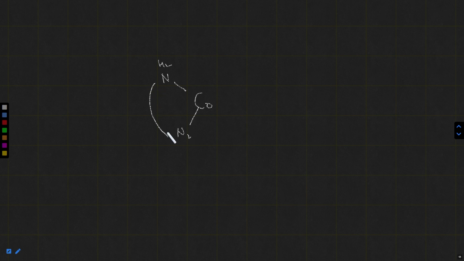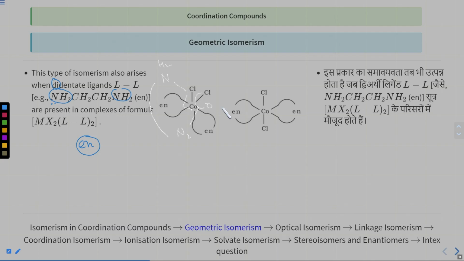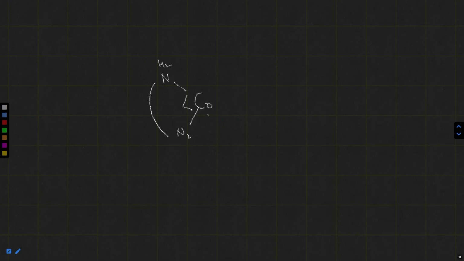And this one is joint. You can clearly see this angle is 90 degree. And here also, in this case, if it is on the upside, this is NH2, H2, and this is also 90 degree.